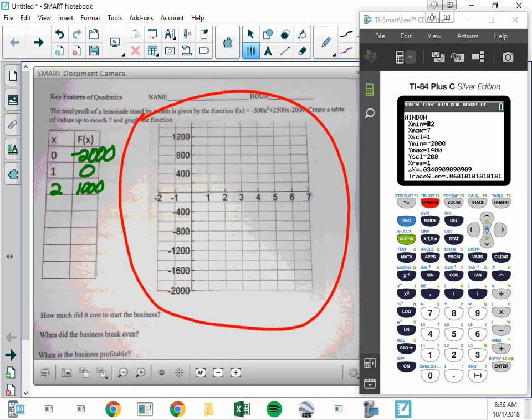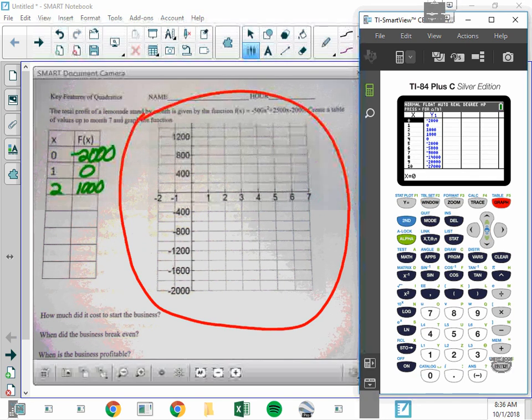Okay, so we need to copy those numbers down to our table and draw the graph. So go ahead and do that.